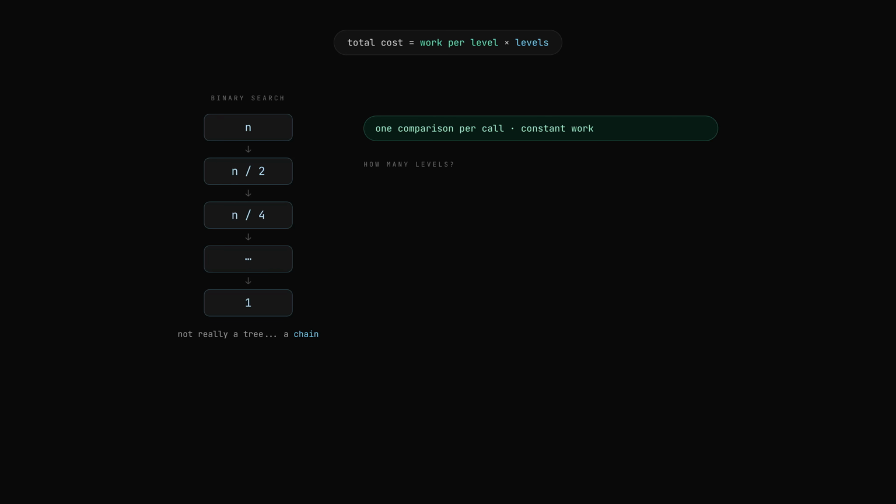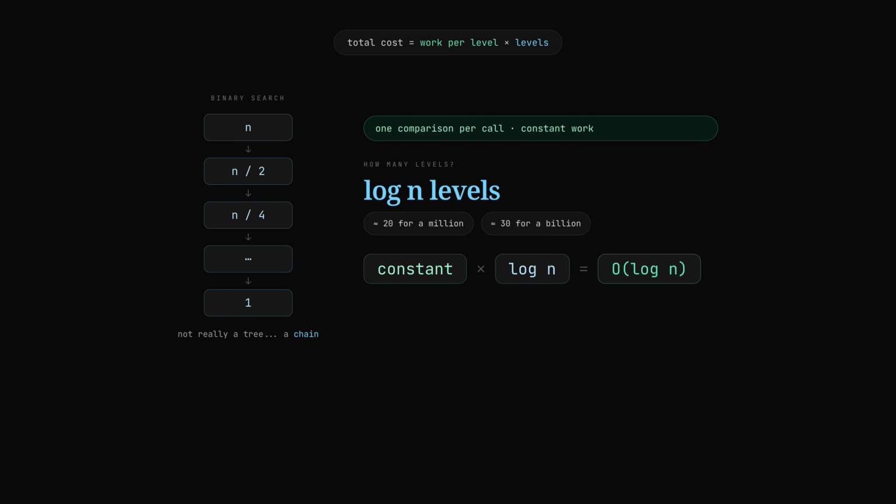How many levels? However many times you can halve n. Log n. About 20 for 1,000,000 elements, 30 for 1,000,000,000. Work per level? Constant. One comparison. So, constant work times log n levels. Order log n. The price you derived in Lesson 8 by counting halvings now reads straight off the shape. One branch, cheap levels. The levels alone set the price.